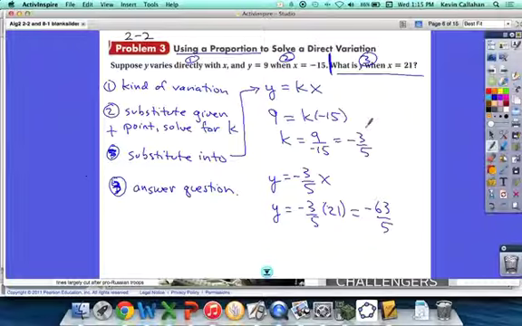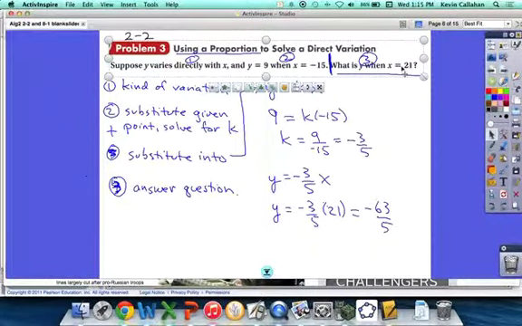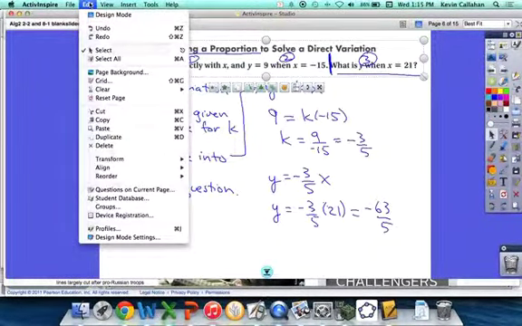Now, I did say I was going to solve this like a proportion. So just to show you that, let me do that.